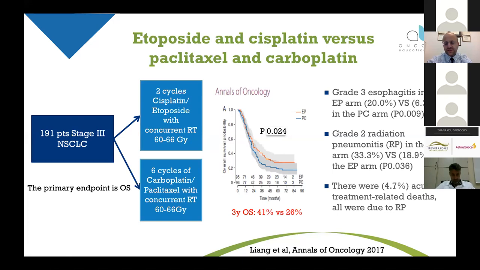Now, in terms of difference in toxicity between the two regimens, we can see that grade 3 esophagitis was more common when we use cisplatin etoposide, 20%, versus only 6% with carboplatin and paclitaxel. On the other hand, the risk of radiation pneumonitis was quite higher with carboplatin paclitaxel, which is 33% versus only 18.9% with cisplatin etoposide. And to note that about 5% of the acute treatment-related deaths were due to radiation pneumonitis.